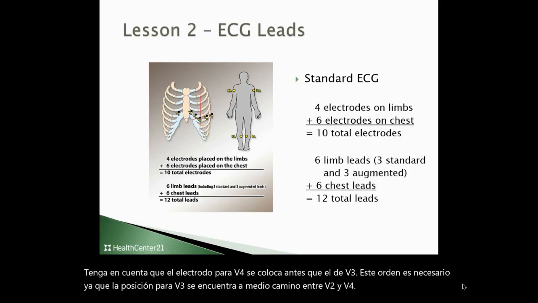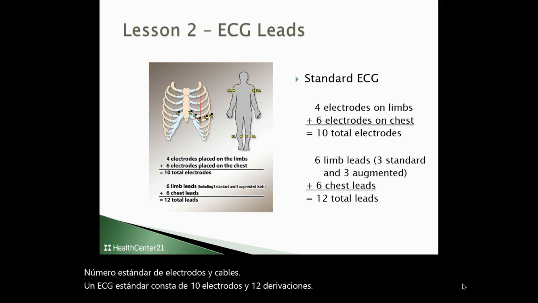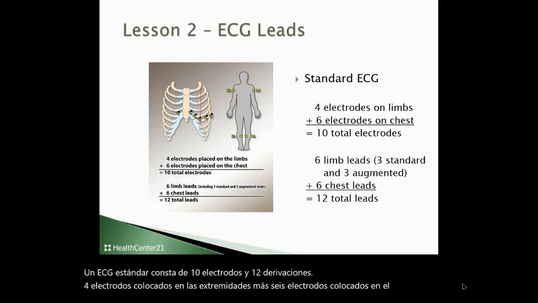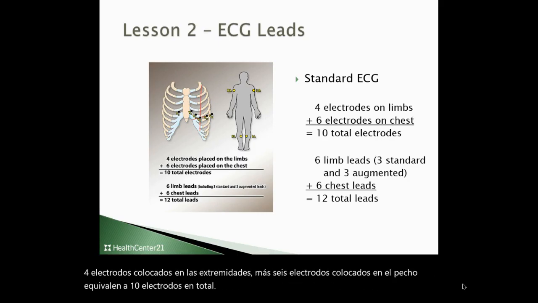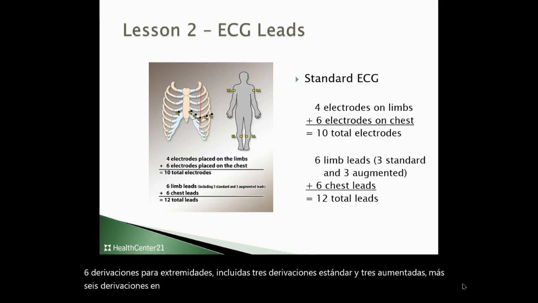Standard number of electrodes and leads. A standard ECG consists of 10 electrodes and 12 leads. 4 electrodes placed on the limbs plus 6 electrodes placed on the chest equal 10 total electrodes. 6 limb leads, including 3 standard and 3 augmented leads, plus 6 chest leads equal 12 total leads.